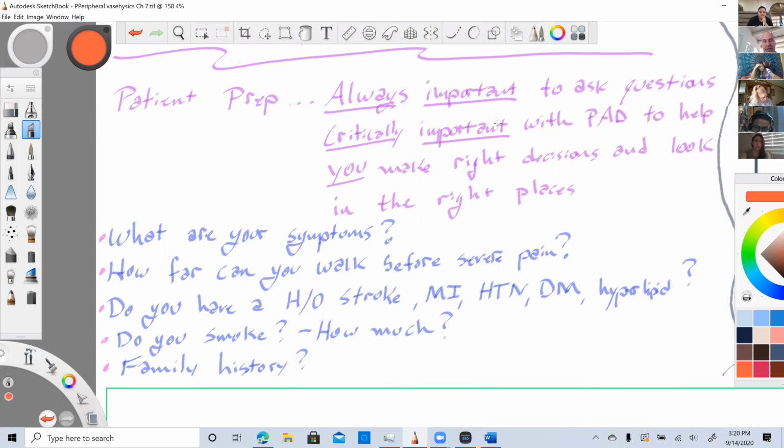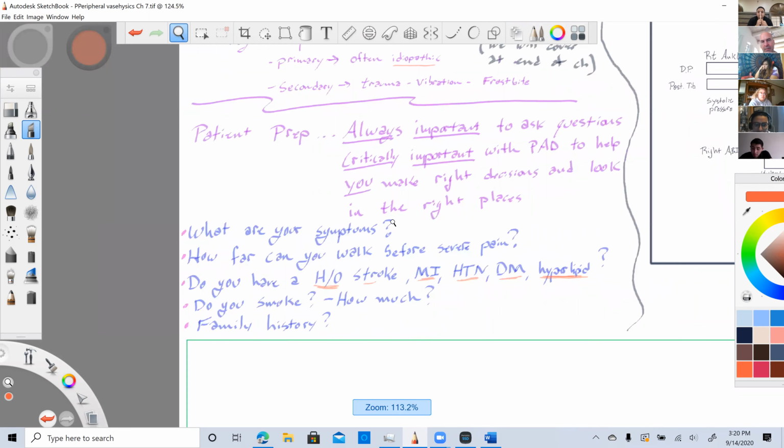Do you have a history of stroke, myocardial infarction, a heart attack, hypertension, diabetes mellitus, and hyperlipidemia, in other words, high cholesterol? Do you smoke? How much? And do you have a family history of any of these diseases?